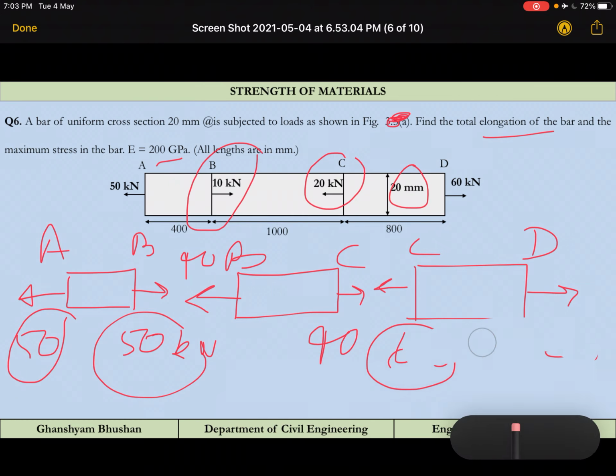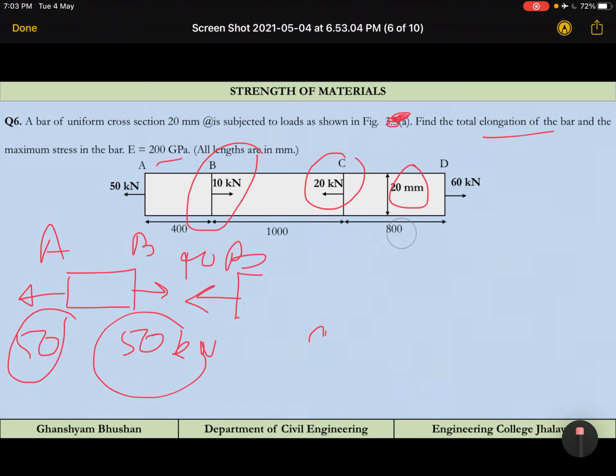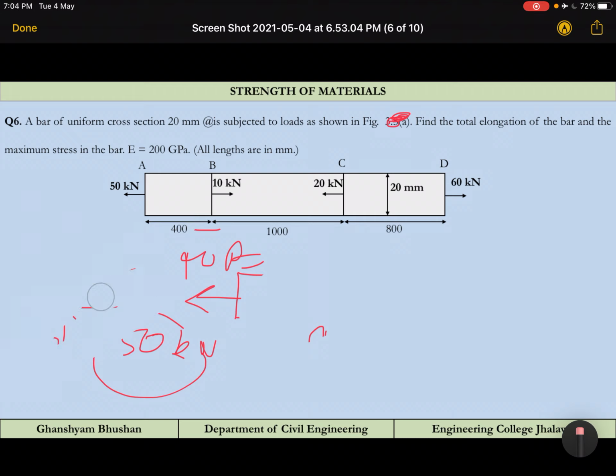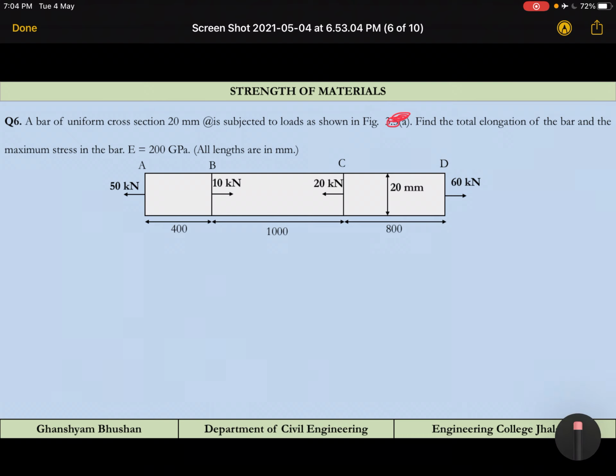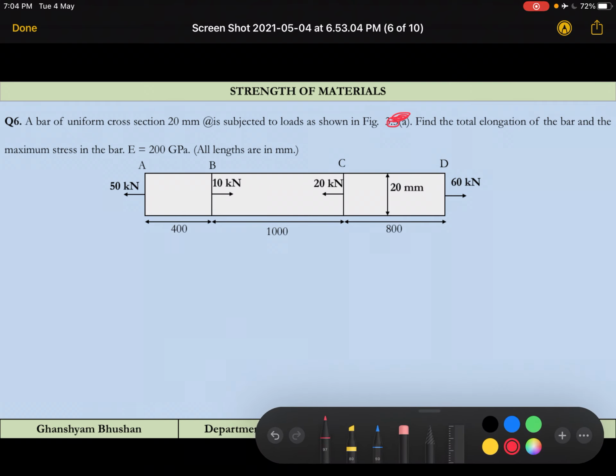Now if you want to solve this problem in a more simple way, there is no need to draw the free body diagram, but for that you need to have some conceptual clarity, then only you will find this method effective.